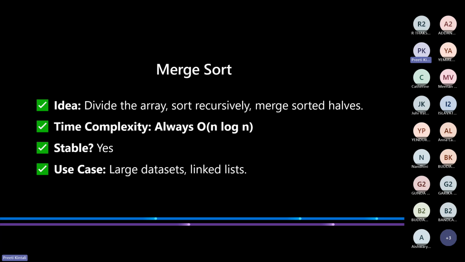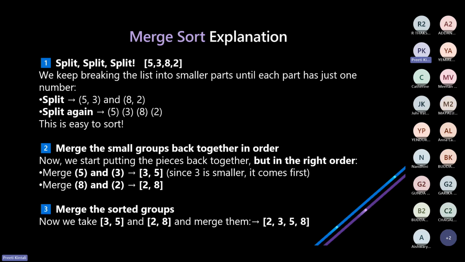Here the time complexity is always big O of n log n. I will tell you in the code about this. Use case: large data sets and linked lists. So this is an efficient algorithm which uses extra space also. I will now show the explanation of that using the same example.